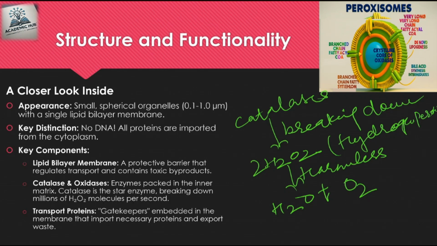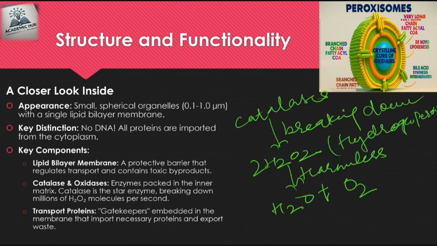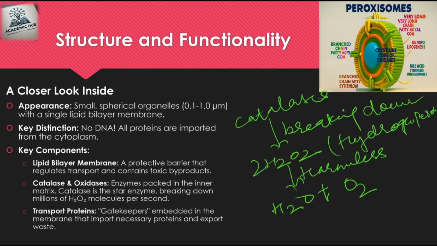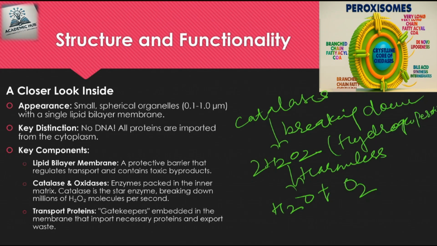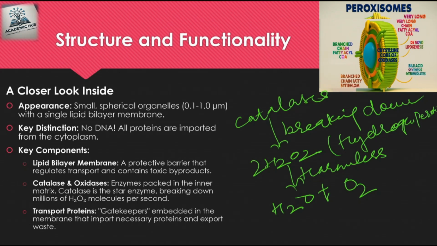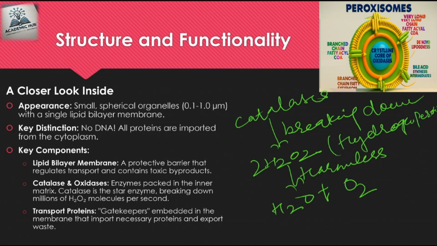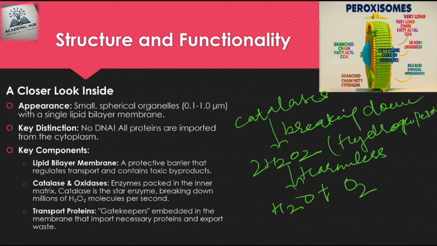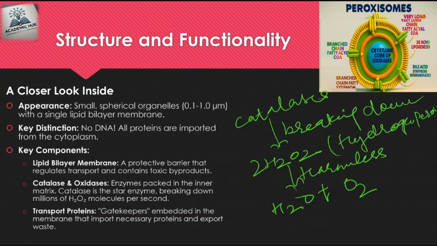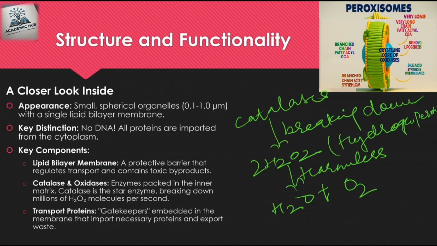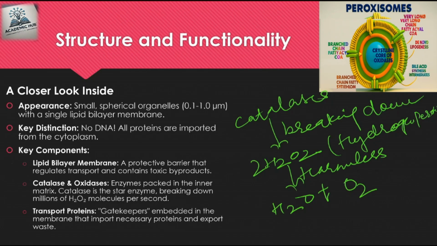Other oxidases aid in breaking down long chain fatty acids and detoxifying harmful substances. These oxidative enzymes initiate reactions by removing hydrogen atoms from molecules, consuming oxygen and producing H2O2 as a byproduct. In some animals, particularly in liver and kidney cells, a dense, crystal-like core can be observed in the matrix, which is a tightly packed cluster of enzymes like urate oxidase, involved in breaking down waste products.